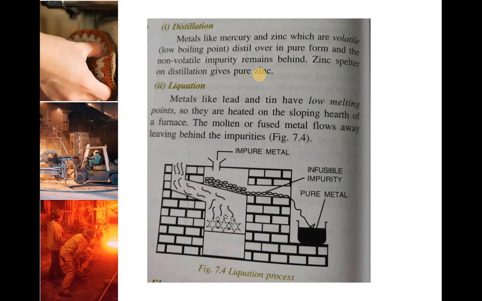Then you have liquefaction. Metals like lead and tin, which have low melting points, are heated on a sloping hearth of a furnace. This is the impure metal you are putting. Infusible impurities remain, and the pure metal flows down the slope. The molten or fused metal flows away, leaving behind the impurities. So you are collecting the pure metal over here.